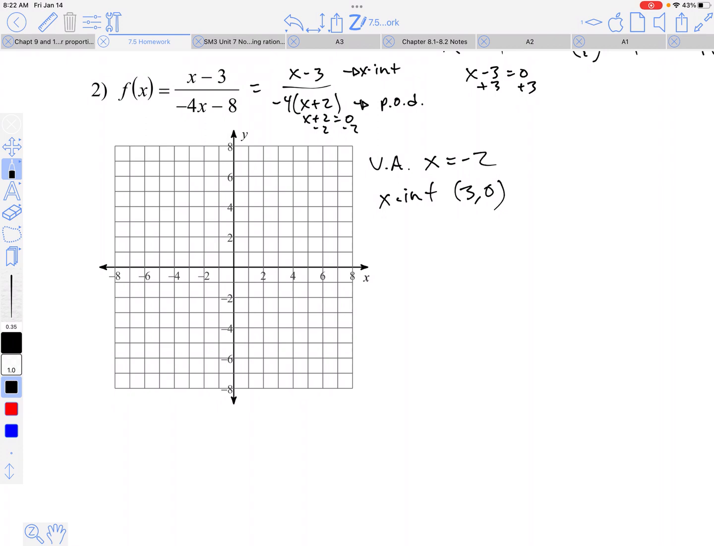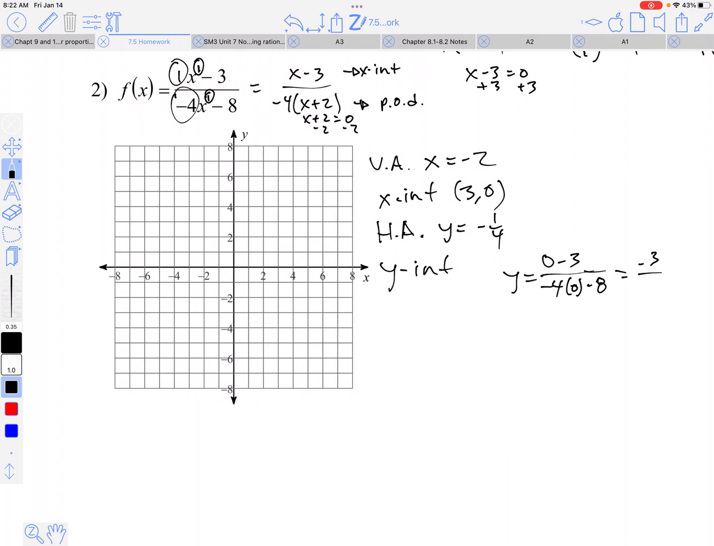Now, remember, the horizontal asymptote has to do with the degree. So the m is 1, the n is 1, so the horizontal asymptote will be the leading coefficients, a over b, so -1/4. And then the y-intercept, I'm going to take the function and replace x with 0. And I get -3 on top, -4 times 0 is 0, minus 8. Negative divided by negative is a positive, so I get 3/8.